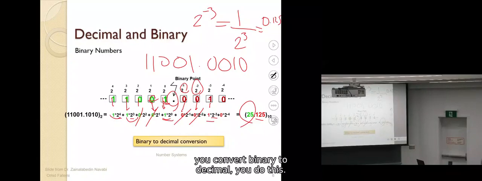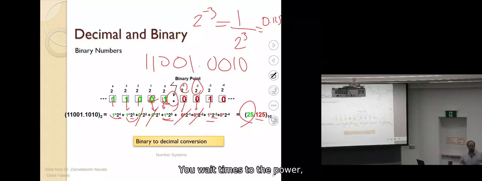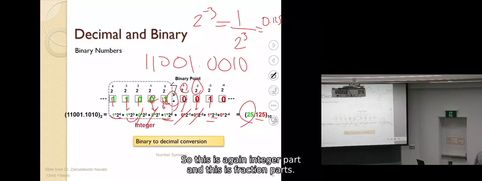So when I ask you to convert binary to decimal, you do this. You find the binary point. At the left, you multiply by the positive power of 2. At the right, you multiply by the negative power of 2, and then you sum up. So this is again the integer part, and this is the fraction part.